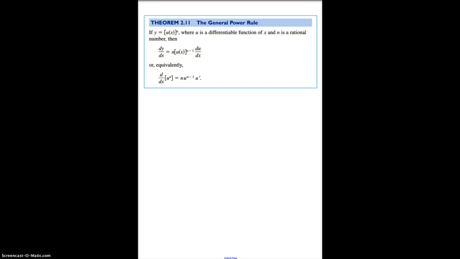Now the general power rule says if I have y is equal to some function u of x, and that whole thing is raised to the nth power, where u is differentiable in x and n is rational, then the derivative of y with respect to x is n, so you bring the power down, u to the n minus 1, times the derivative of u. This is a specific application of the power rule.